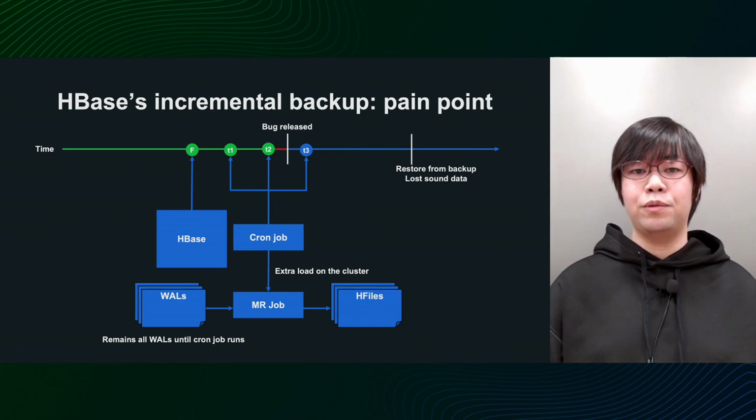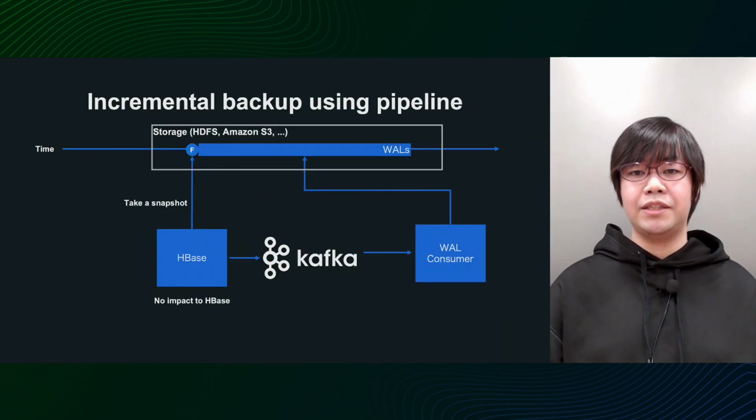There are also pain points in restoring from incremental backups. For example, in this case, a bug was released after T2, and the release of this bug caused damage to the data, let's suppose. So we want to go back to the point when the bug was released. In this scenario, you can restore the table from a full backup and backups of T1 and T2, but you will lose the data from T2 until the release of the bug. To solve these pain points, we are considering using the pipeline.